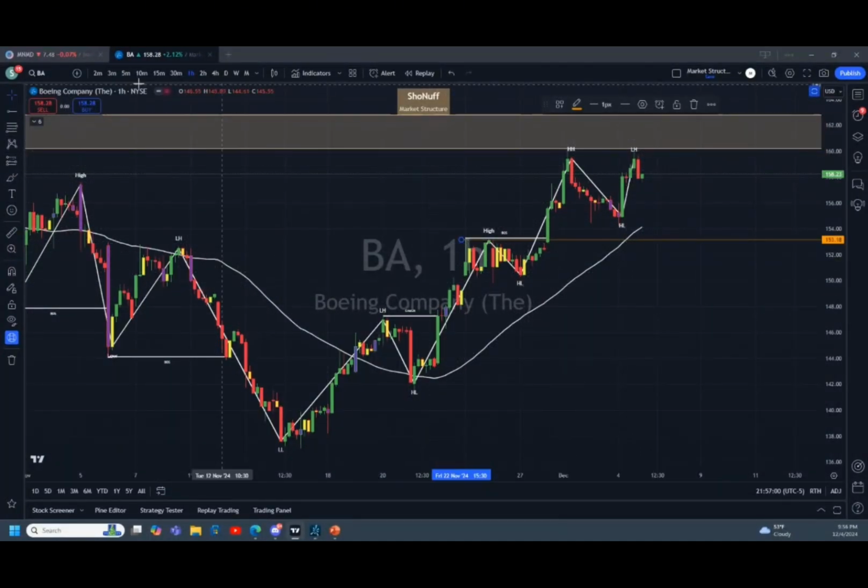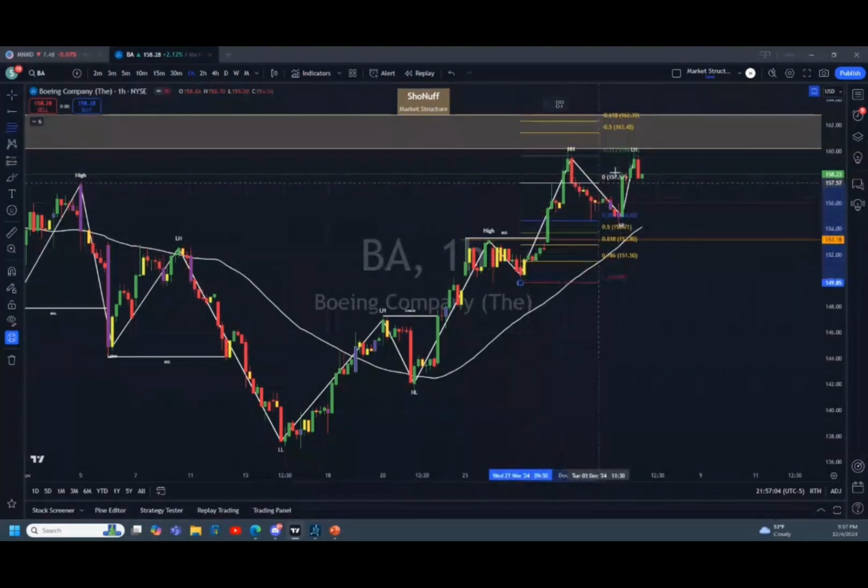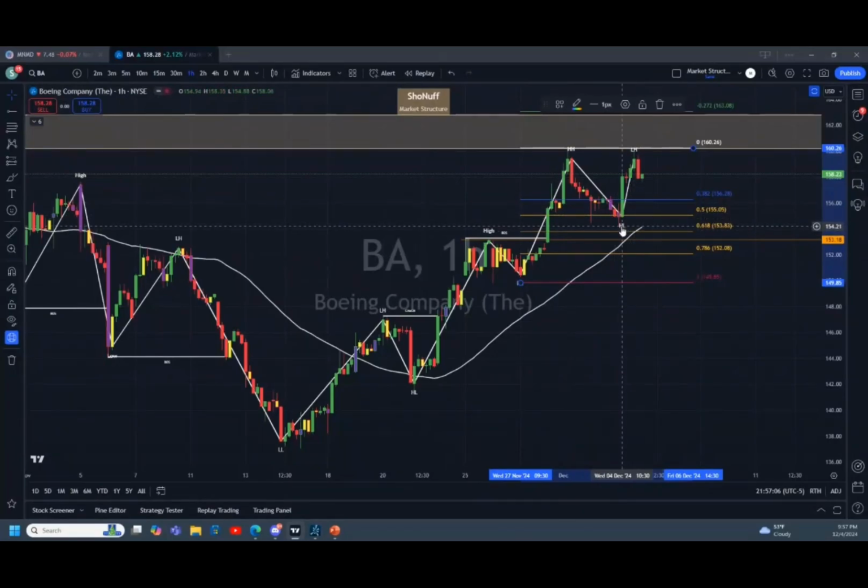So it didn't really pull all the way through, but if I use my fibs, it retraces to that golden zone. Boom. First, you see how I got back up here and got rejected. That was all today.